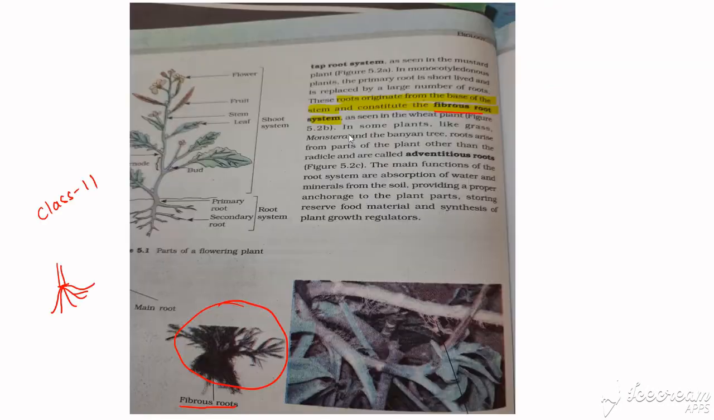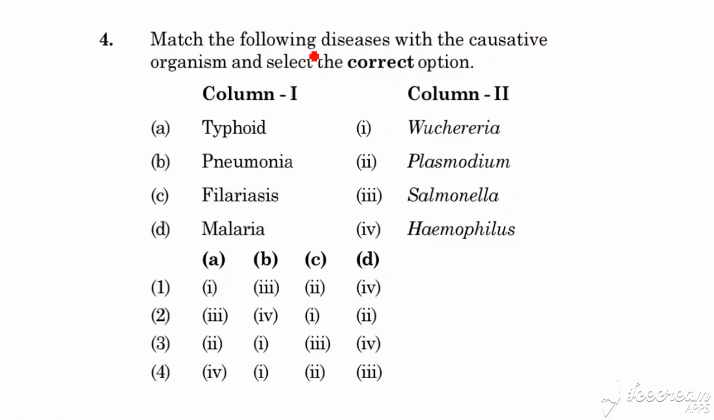Clear? Okay, next question. Match the following diseases with the causative organism and select the correct options. So we have given here typhoid, pneumonia, filariasis, malaria, and the organisms' names given as Wuchereria, Plasmodium, Salmonella, Haemophilus. Okay. So here again, this is from your class 12th biology textbook, from the chapter Human Health and Disease.